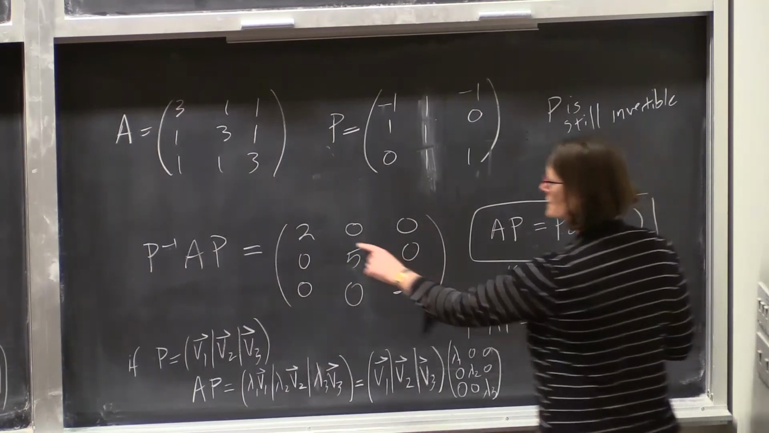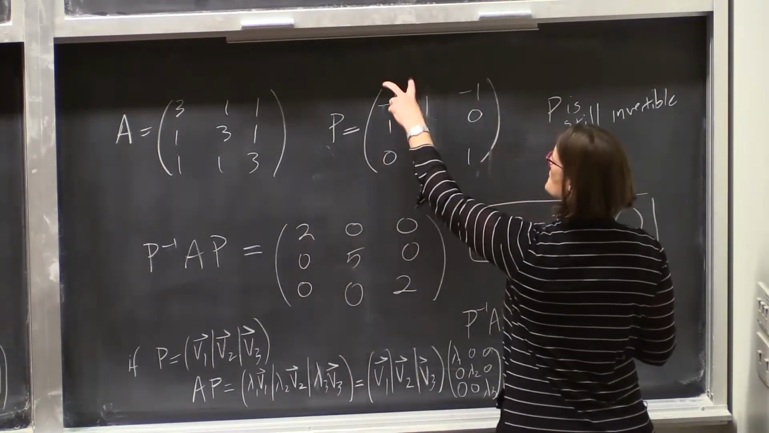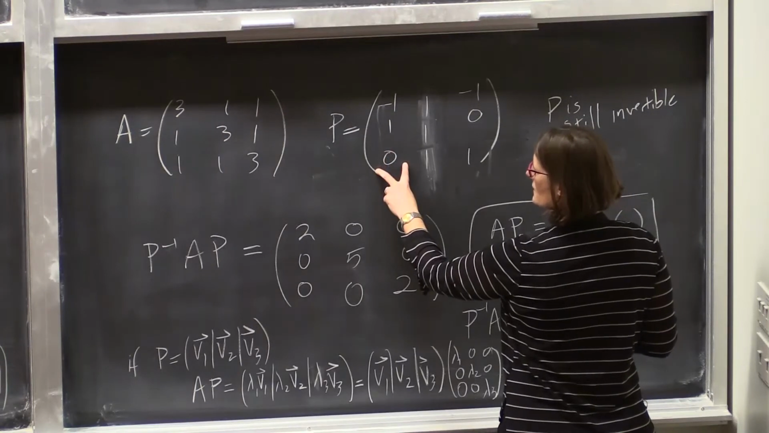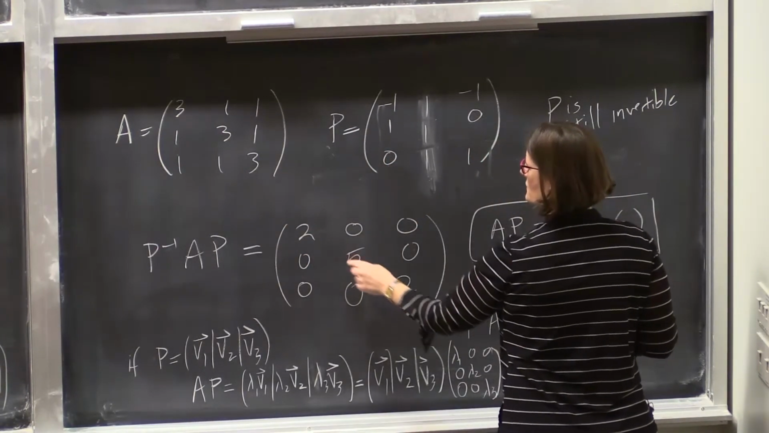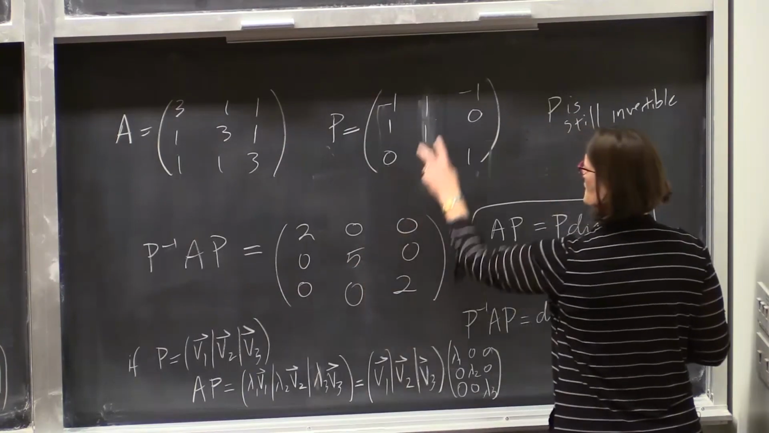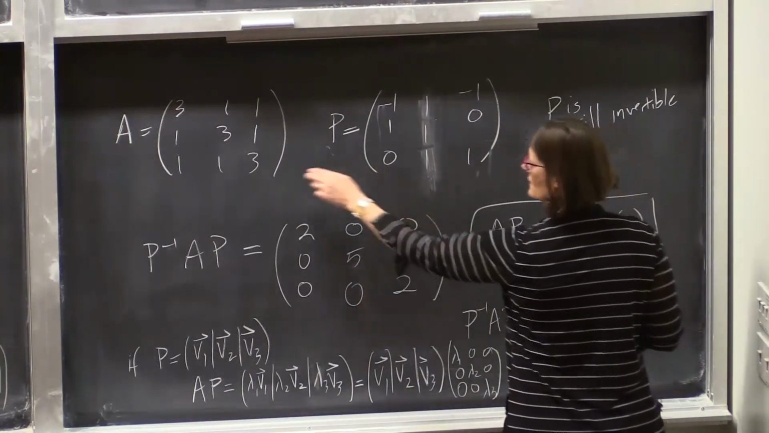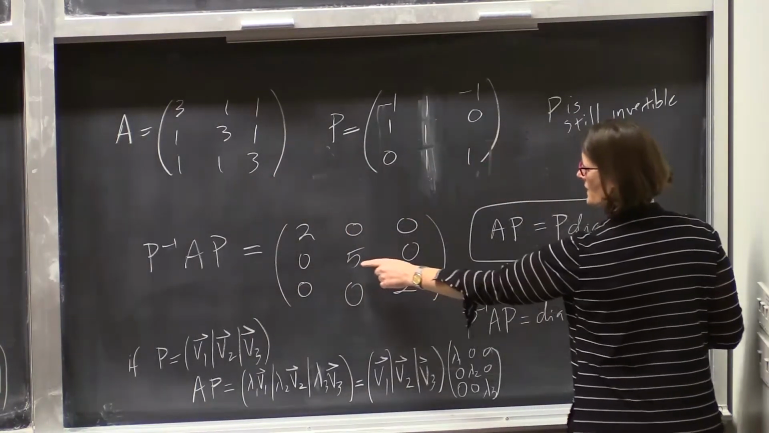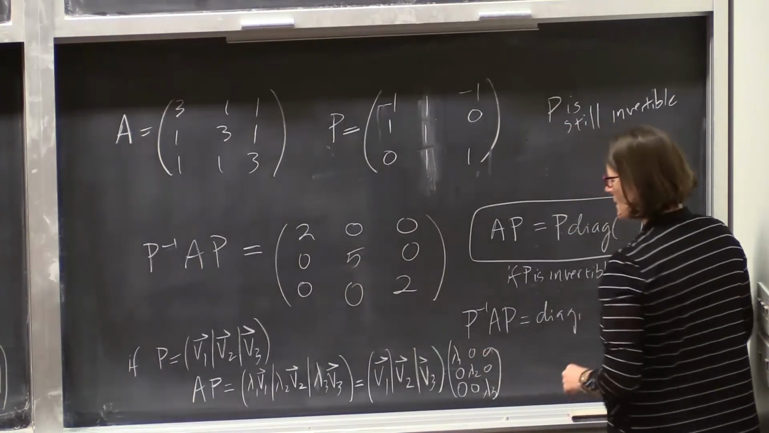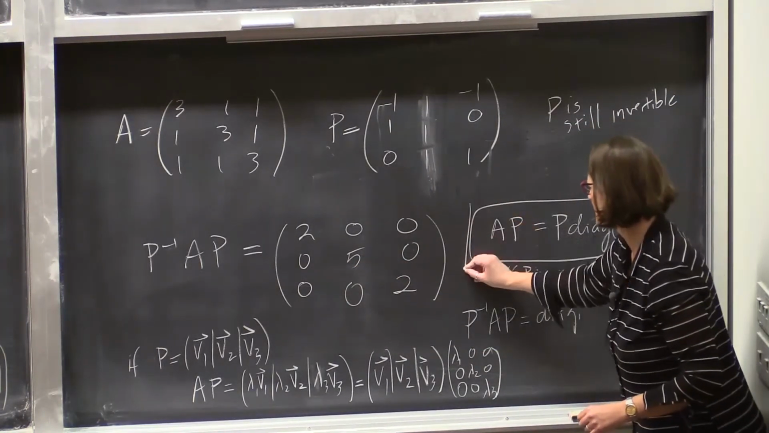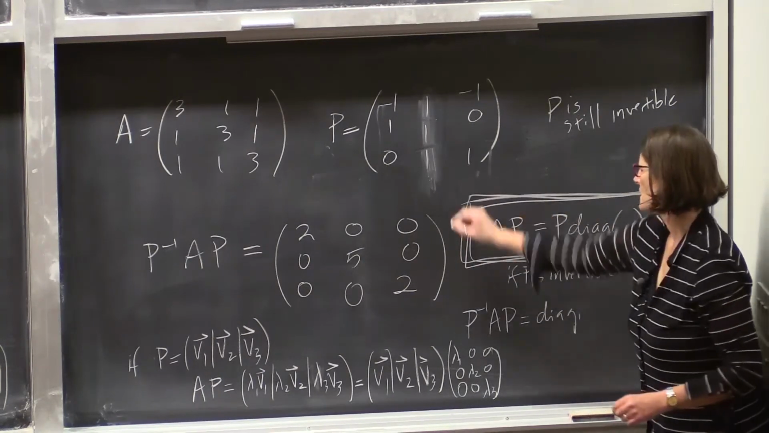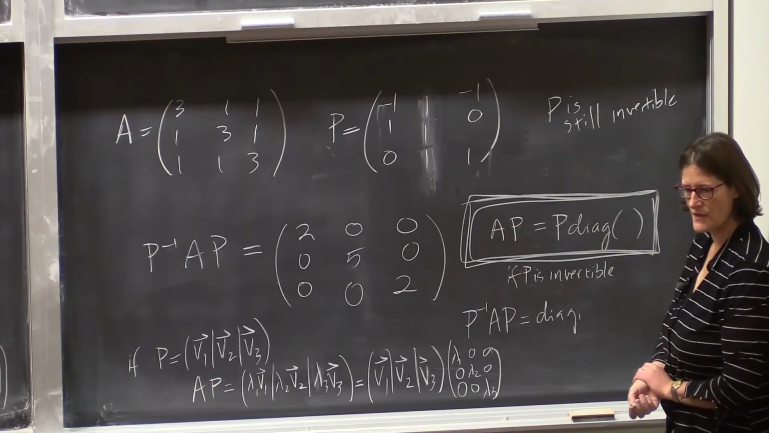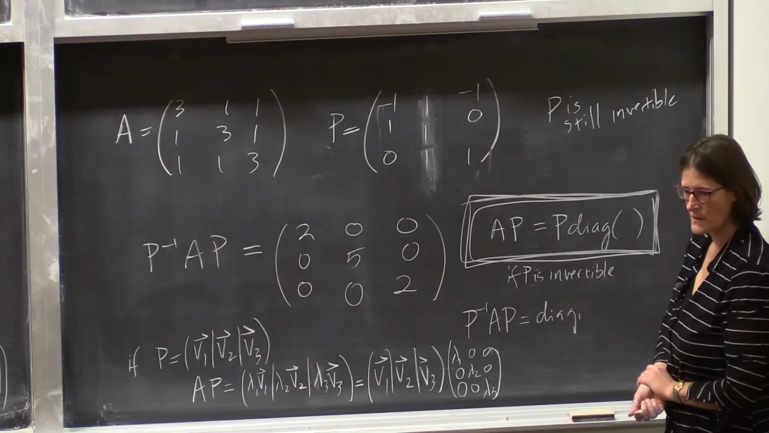So the reason I had a 2 here is because this is an eigenvector of this matrix with eigenvalue 2. The reason I had a 5 here is because this is an eigenvector of this matrix with eigenvalue 5. But the key thing, the big, big, big thing that you need to get is that. And that this is true if the columns are eigenvectors.